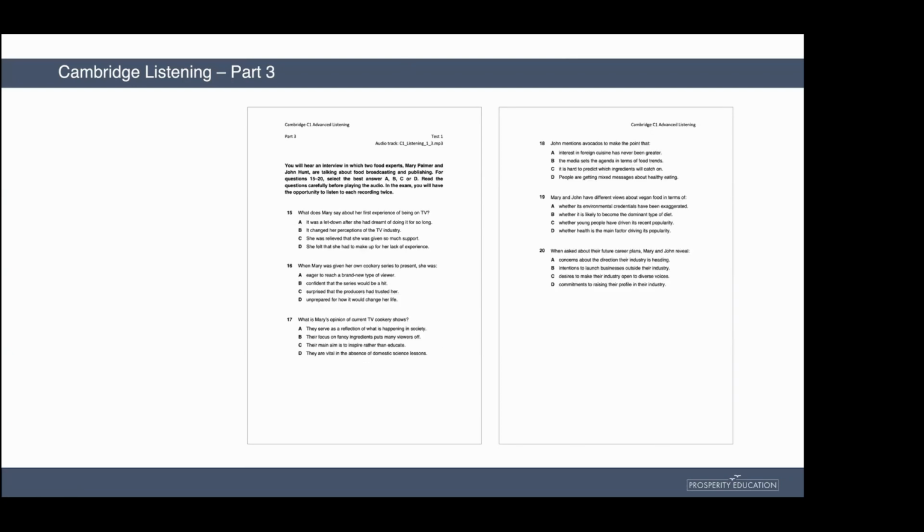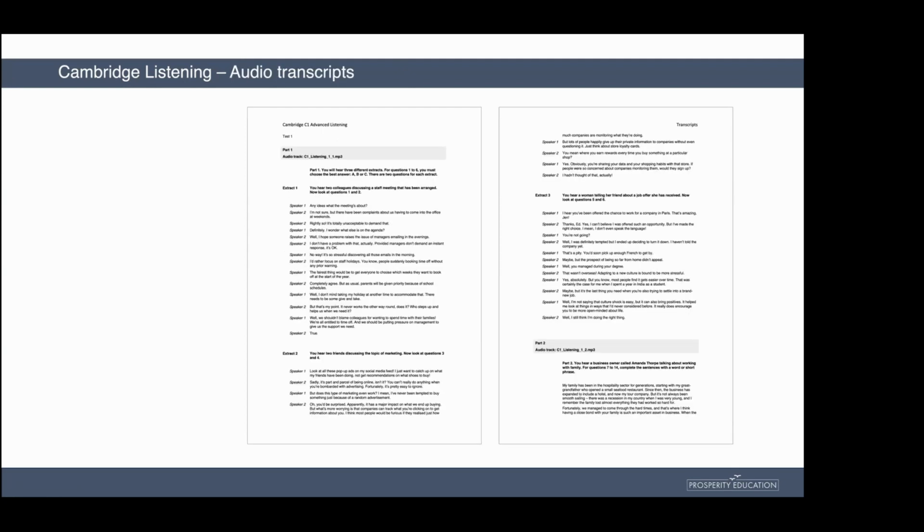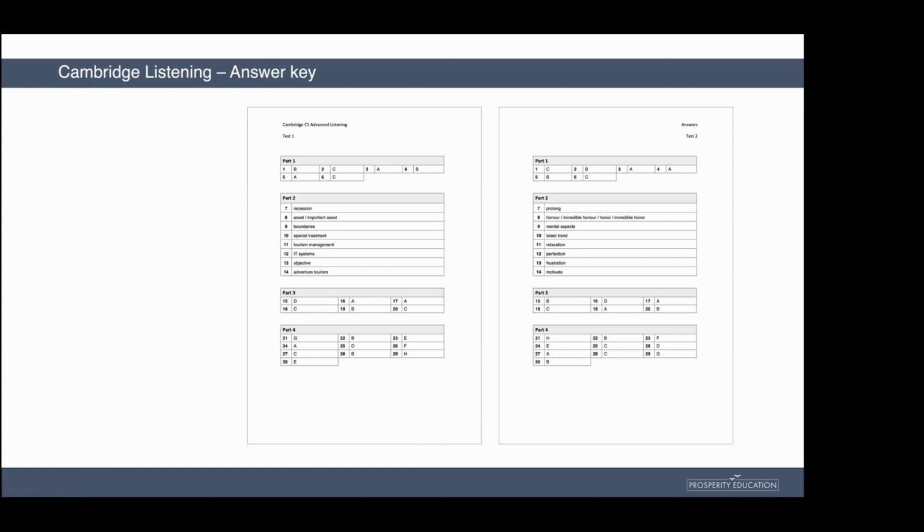And moving on to part 3 in listening. As you can see, it's multiple choice, and you have to turn your heads slightly to read the part 4 questions. And in our listening books, each book or each test has a complete audio transcript, which again is deemed useful, and again, finally, an answer key.